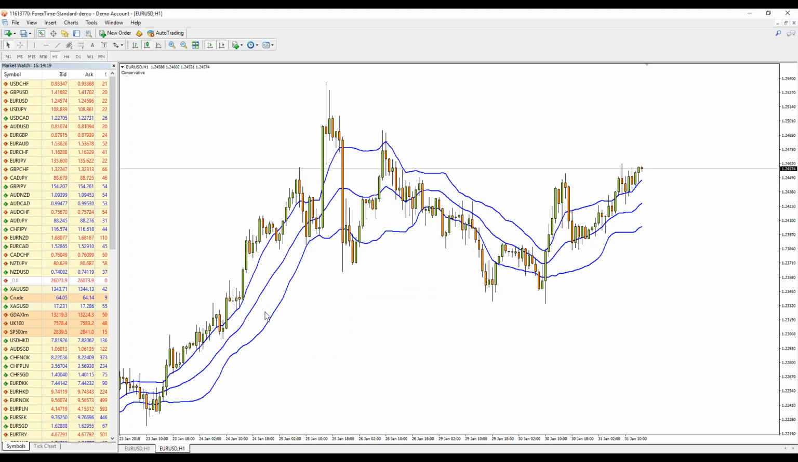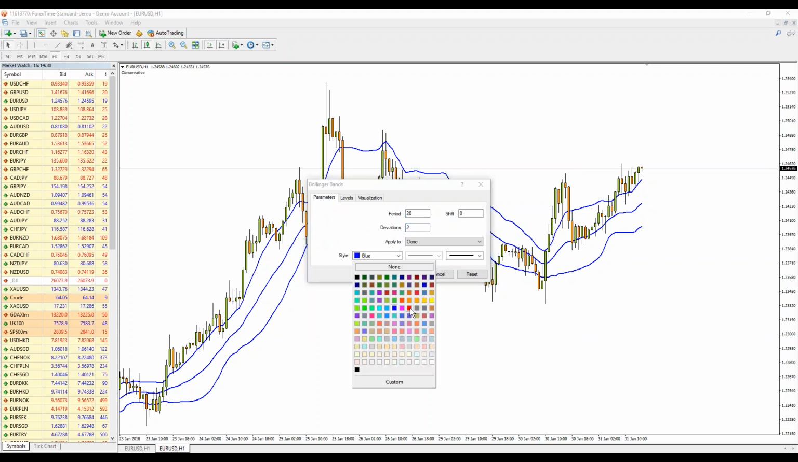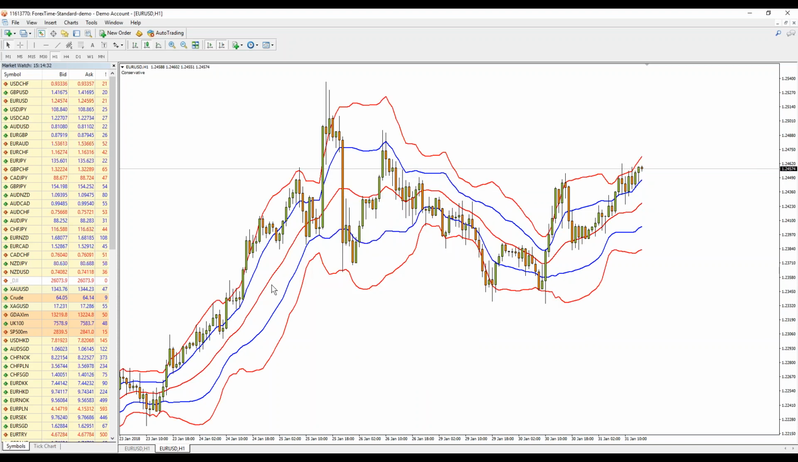Then we're also going to insert indicators, Bollinger Bands again. This time again 20 periods, but this time two standard deviations, and I'm going to make it red. So here we've got two sets of Bollinger Bands on top of our price chart.